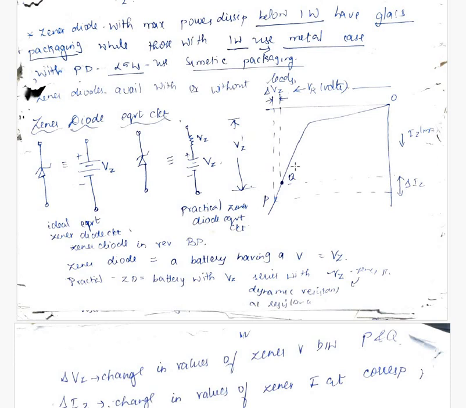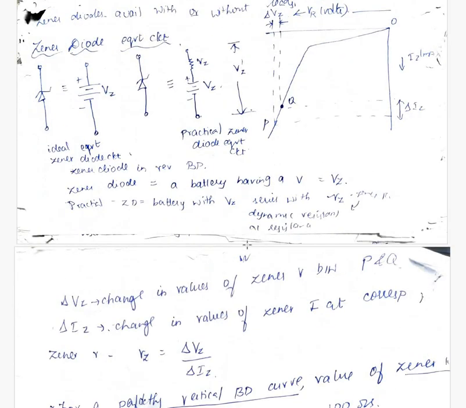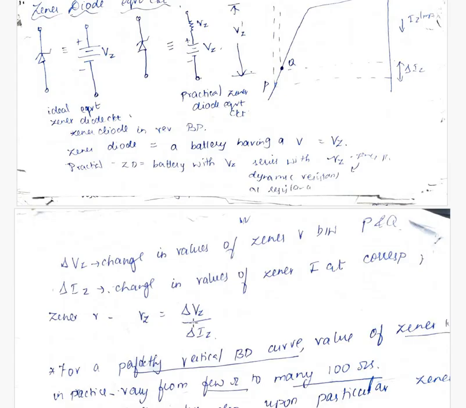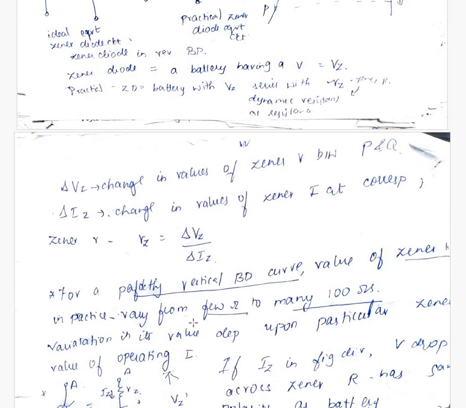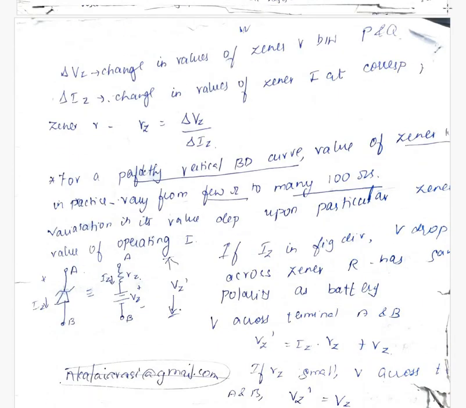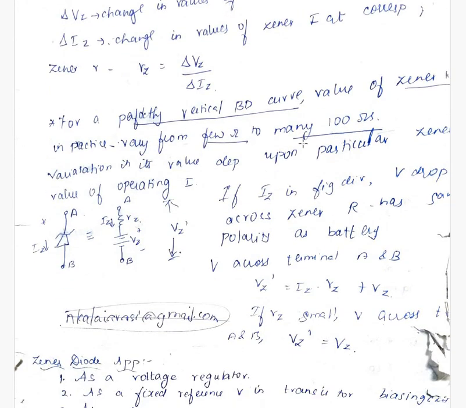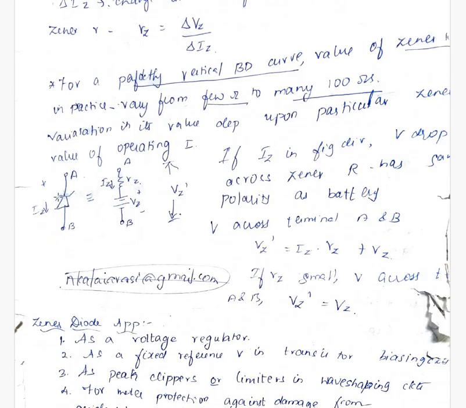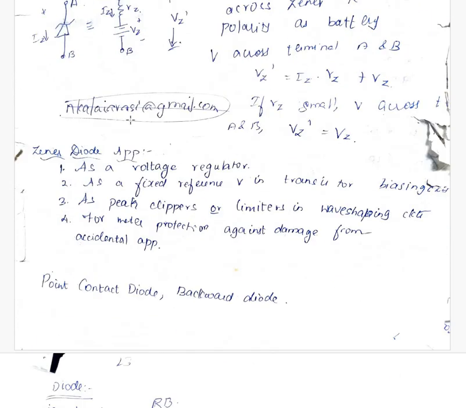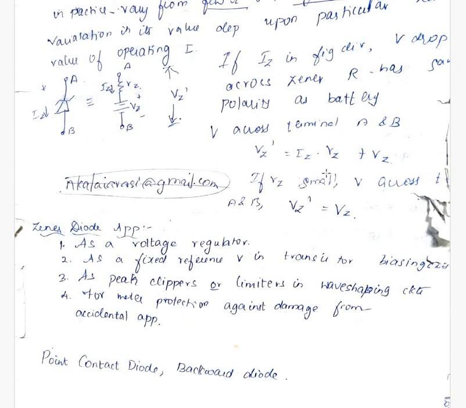We have some change in voltage delta Vz and change in current delta Iz. So there is some resistance Rz, which is equal to delta Vz by delta Iz. For a perfectly vertical breakdown curve, the value of Zener resistance is practically varying from a few ohms to hundreds of ohms. So it's equivalent to a Vz in series with Rz. Vz dash is equal to Iz Rz plus Vz.